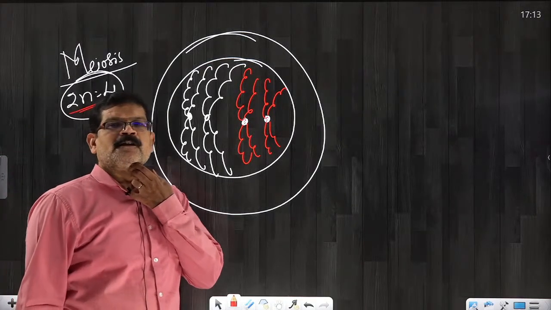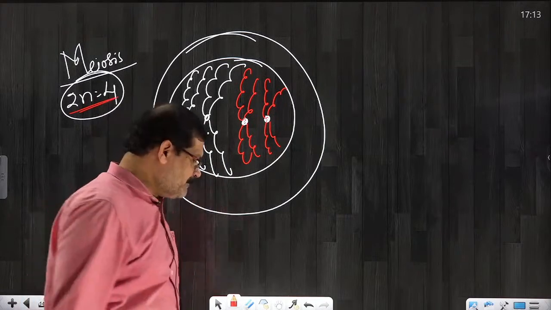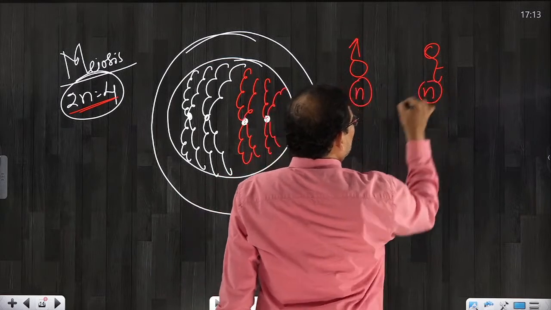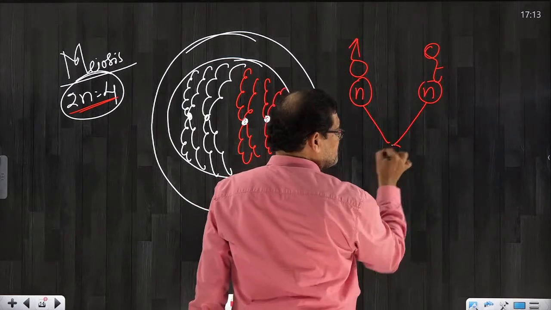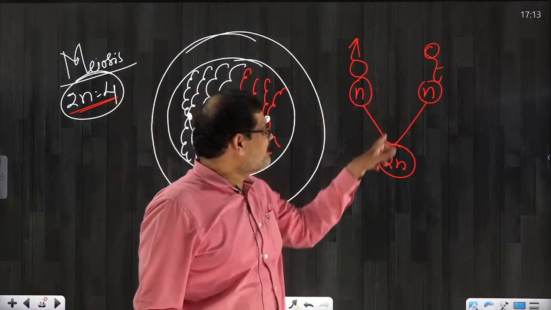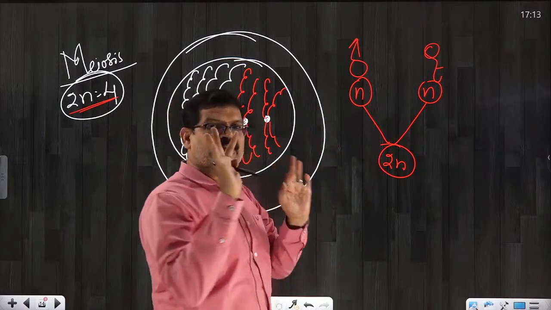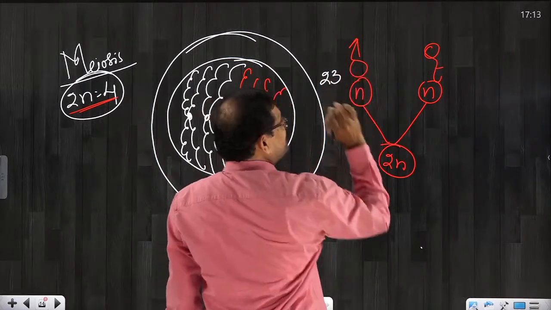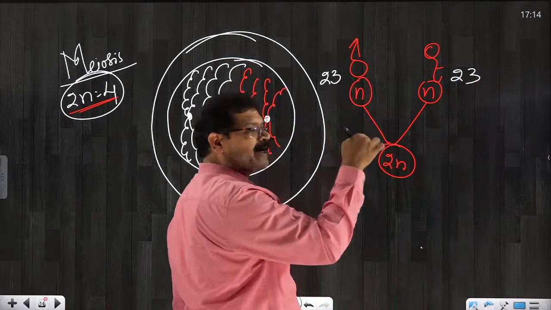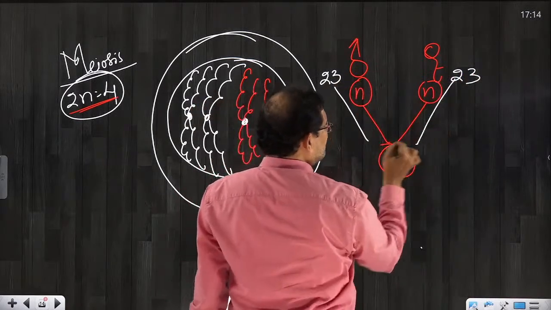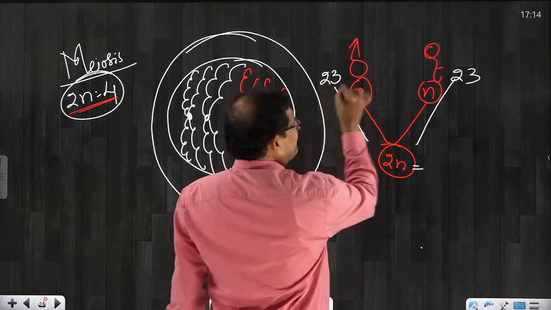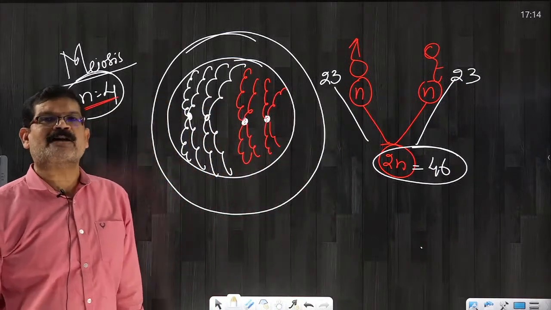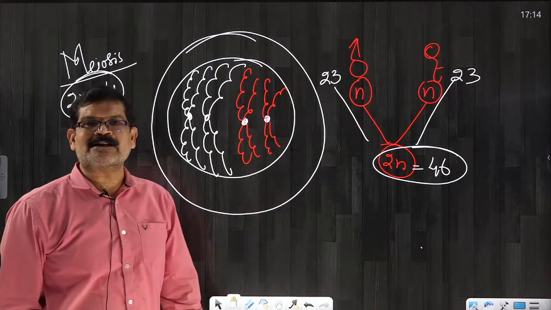Why have we taken 2n equal to 4? Because the gametes contain n: n from the male gamete and n from the female gamete. N and n combine to form 2n. In a human, how many chromosomes are there? 23 in the male gamete and 23 in the female gamete. The haploid sets combine, n and n become 2n, and 23 becomes 46. That means 2n equal to 46 chromosomes are present in the single cell called the zygote.